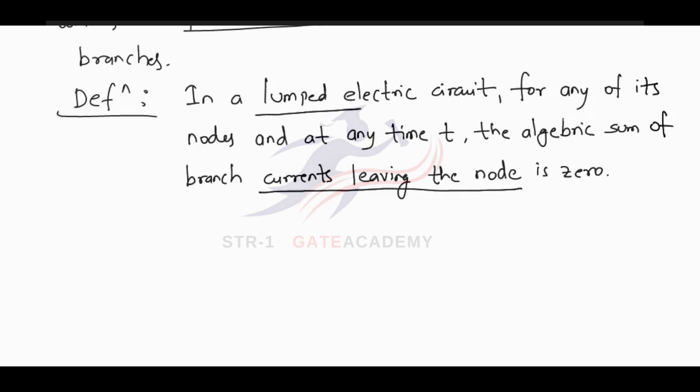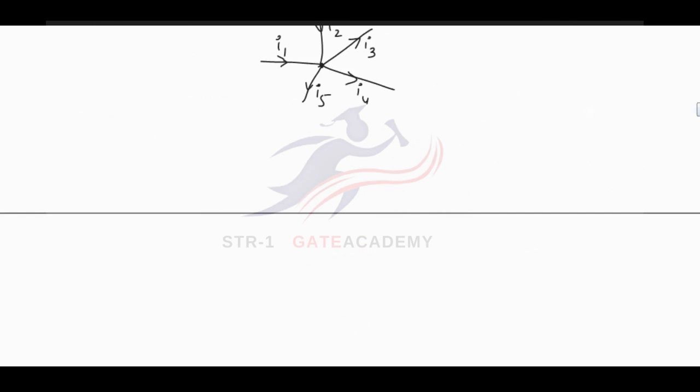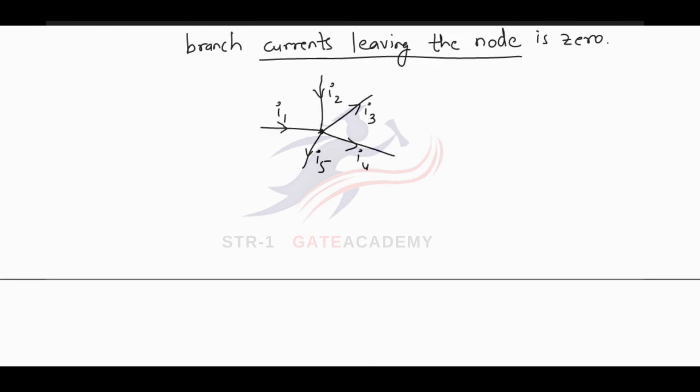Let me explain this with the help of an example. So let us consider a node on which there are 5 branches. So these are the 5 branches. Let me consider the currents across all of them: I1, I2, then I3, I4 and I5. Now at this node there are 5 branches. So the current in branch 1 is I1, which is going towards the node.